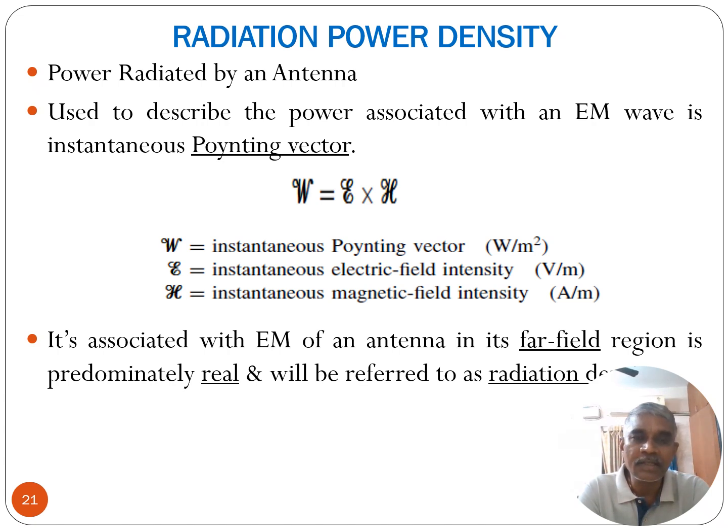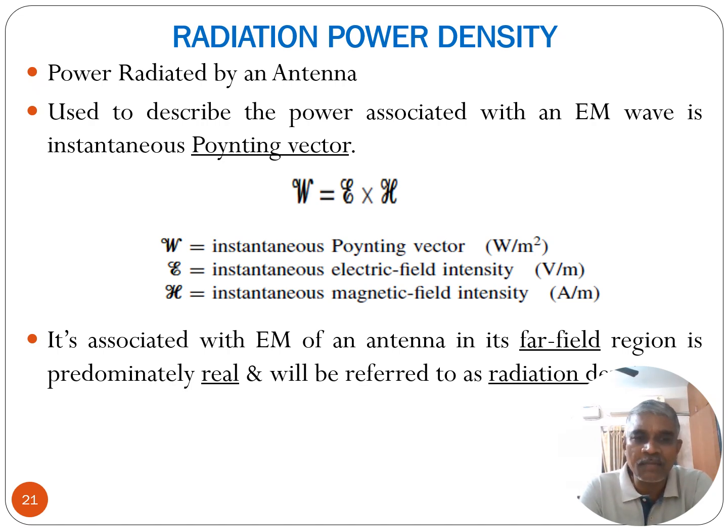From the radiation pattern, the important things are the main lobe, the half power beamwidth, and the beamwidth between first nulls. For the radiation pattern properties, we have two things: one is the radiation power density, and another is the radiation intensity. The radiation power density is how much power is radiated by the antenna. From electromagnetic field basics, the quantity used to describe the power associated with electromagnetic waves is the instantaneous Poynting vector, the cross product of the electric field and magnetic field varying with time. Then we can know how much power is radiated by the particular antenna.